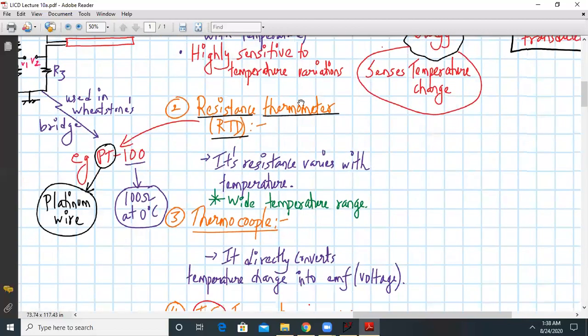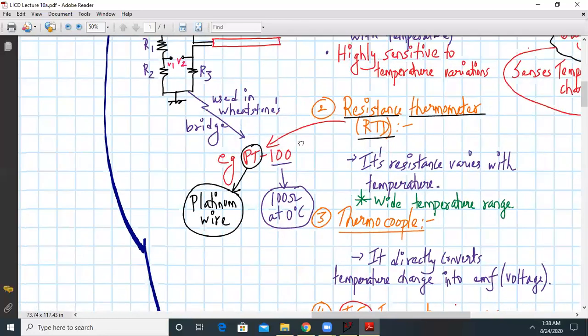Next is the resistance thermometer, whose short form is RTD. Its principle is that its resistance varies with temperature, and one of its features is a wide operating range. Now let us see an example, the PT100. PT stands for platinum wire, as these are widely manufactured with platinum wire. The PT100 is a very famous and slightly expensive RTD, and 100 indicates 100 ohms. Its value is 100 ohms at 0 degrees Celsius.